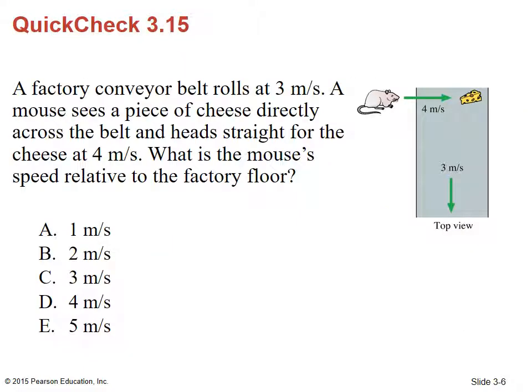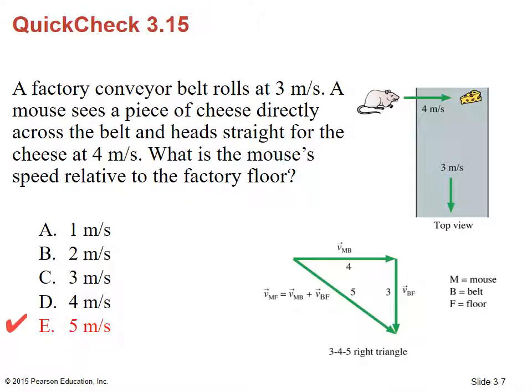A factory conveyor belt rolls at 3 meters per second. A mouse sees a piece of cheese directly across the belt and heads straight for the cheese at 4 meters per second. What is the mouse's speed relative to the factory floor? The answer is E. Use vector addition of the two motions to get the resultant motion.